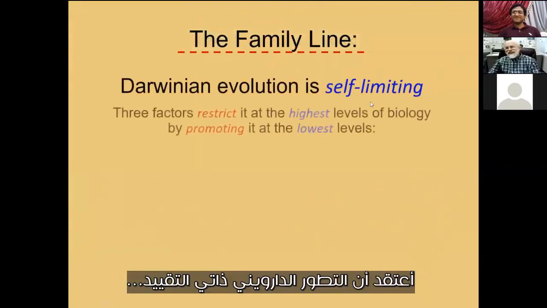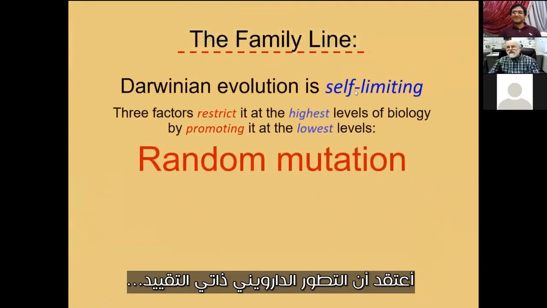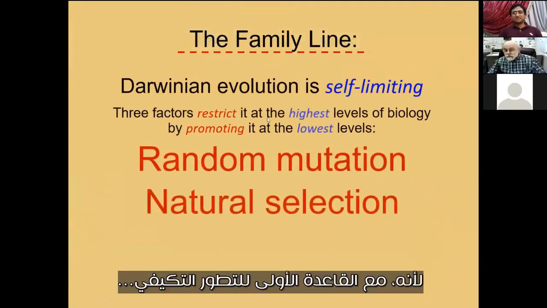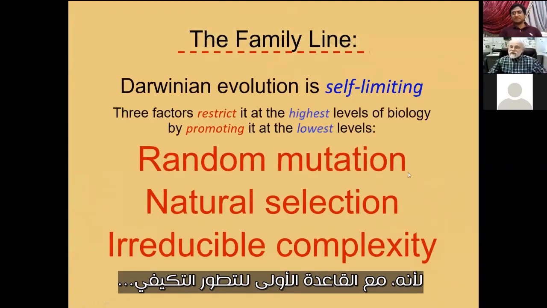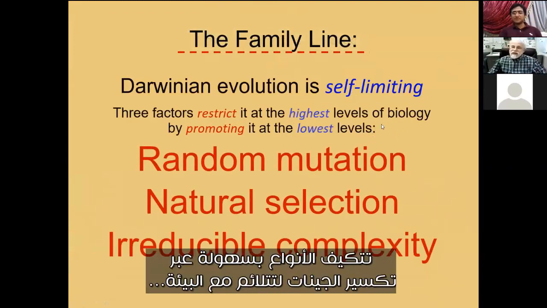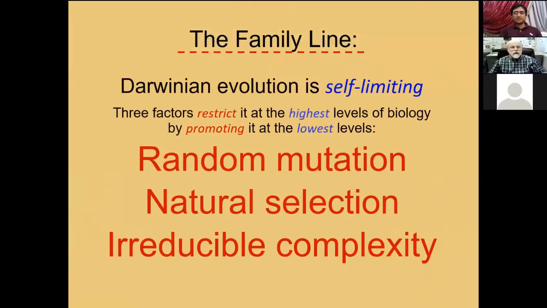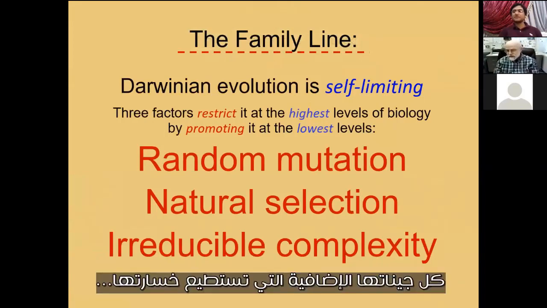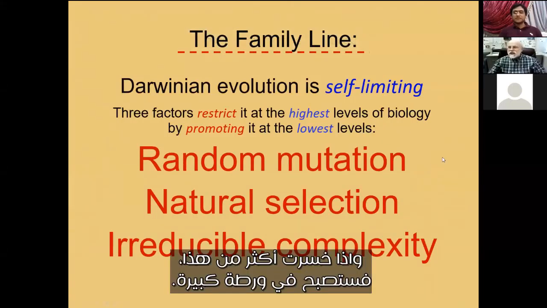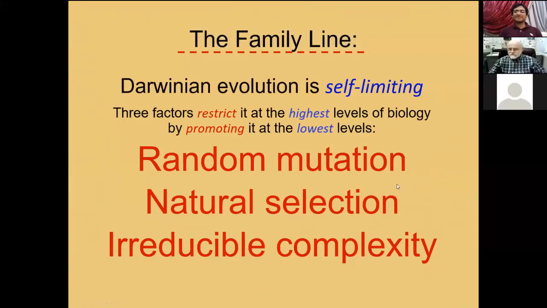That is, I think Darwinian evolution is self-limiting because of the first rule of adaptive evolution: species adapt easily by breaking genes to fit into the environment, but then that restricts their change at higher levels because they've already used up all of their extra genes that they could lose, and if they lose much else, then they'll be in big trouble.